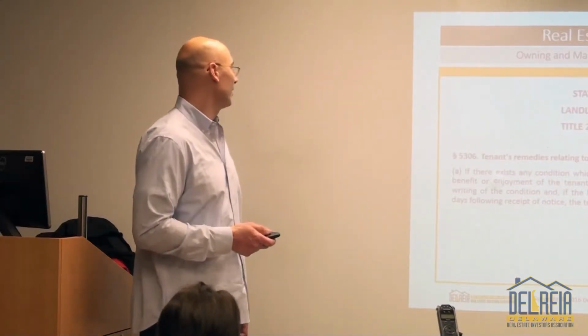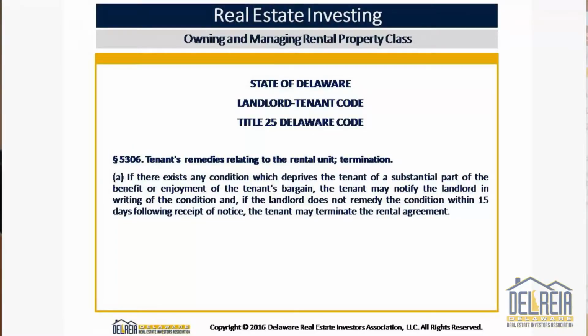All right, so this is 15 days following receipt of notice. If there exists any condition that deprives the tenant of a substantial part of the benefit or enjoyment of the tenant's bargain, and their bargain is what they're paying for, their rental unit, the tenant may notify the landlord in writing of the condition. And if the landlord doesn't remedy it within 15 days, the tenant may leave.